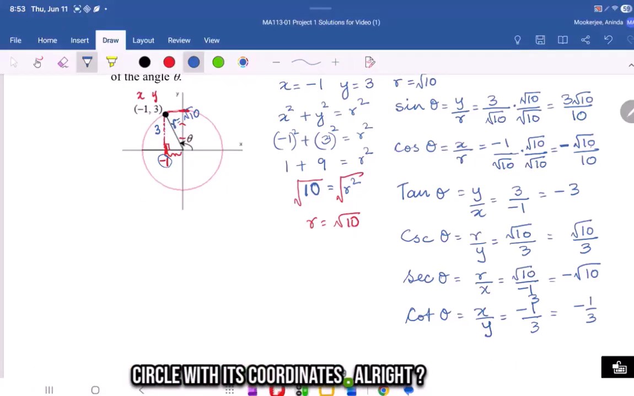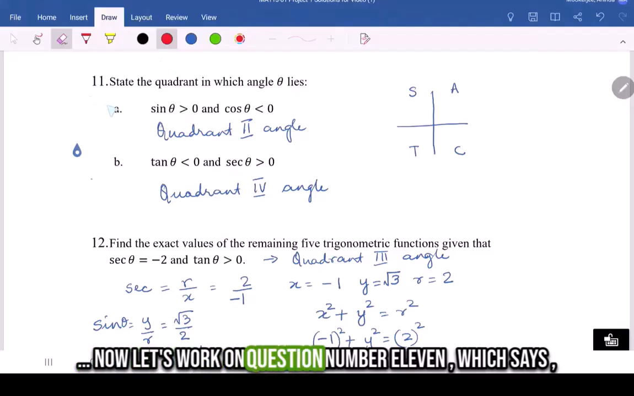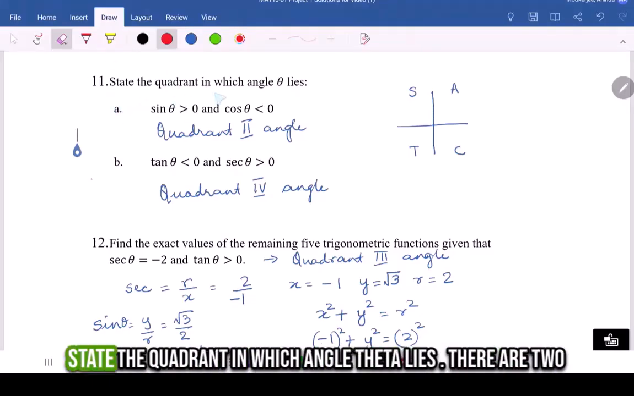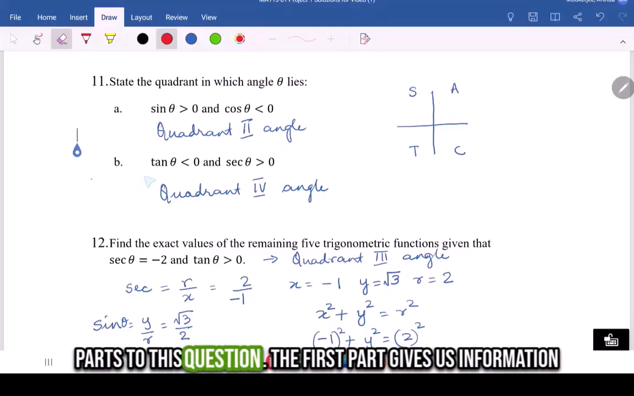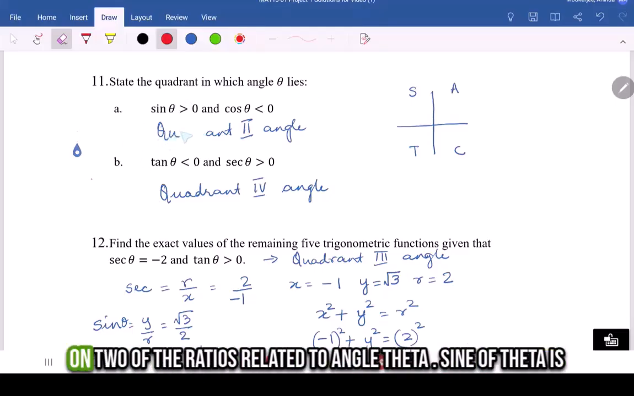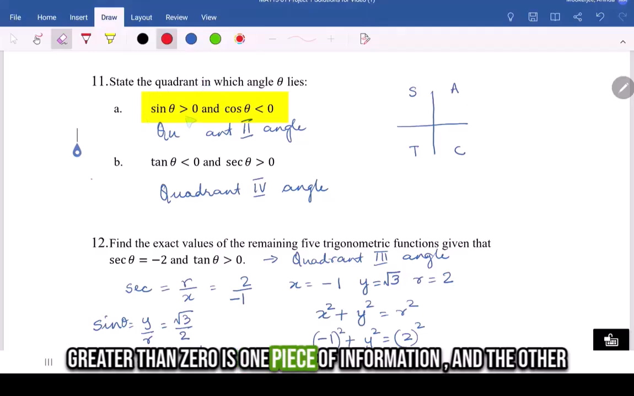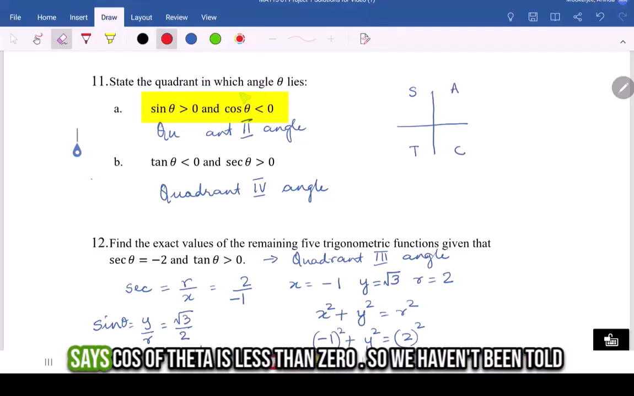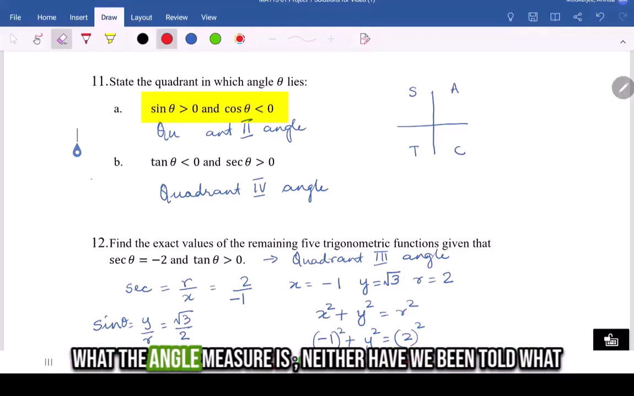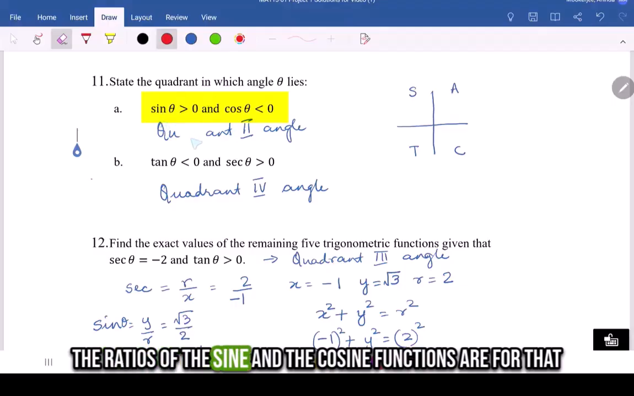All right? Now let's work on question number 11, which says, state the quadrant in which angle theta lies. There are 2 parts to this question. The first part gives us information on 2 of the ratios related to angle theta. Sine of theta is greater than 0 is one piece of information, and the other says cos of theta is less than 0. So we haven't been told what the angle measure is, neither have we been told what the ratios of the sine and the cosine functions are for that angle.